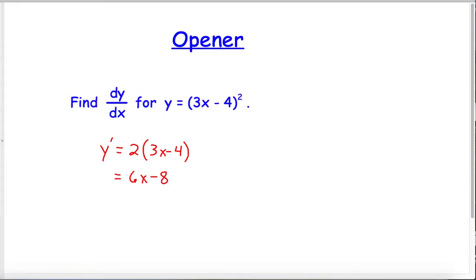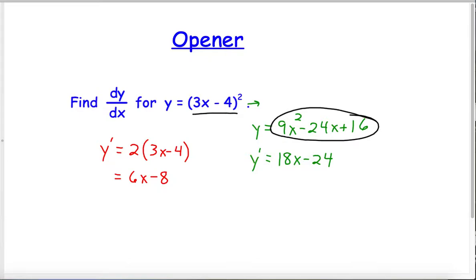But wait a minute. What if, instead of doing that, I multiplied this out? And so I had y equals 9x squared minus 12 and minus 12 is minus 24x plus 16. And now if I take the derivative, 2 times 9, I get 18x to the first, and then minus 24. That's not the same. Something's wrong. Well, I know that I multiplied this out correctly, and I know I applied the power rule correctly, so this is the correct answer. So why didn't this work?